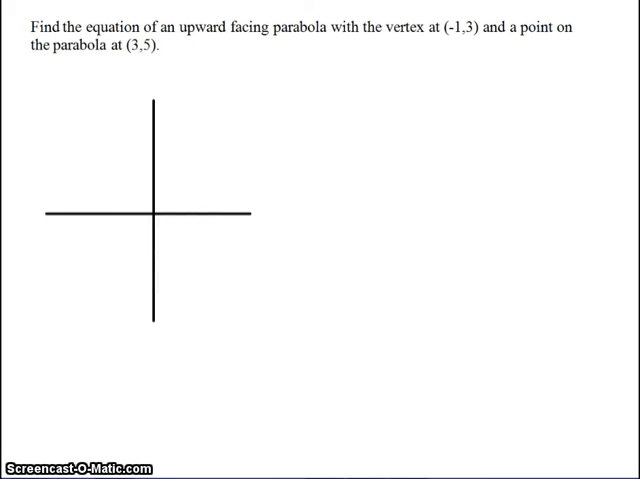We want to find the equation of an upward facing parabola with the vertex at -1, 3 and a point on the parabola at 3, 5. Okay, we have an upward facing parabola, so we're going to be using this equation here. We have a point, we have a vertex. Remember that all we need to come up with the equation of the parabola is the h, k along with the p-value. And we have h, k, we don't have the p. But we do have a point on the parabola, which means that we can plug everything in and solve for p.